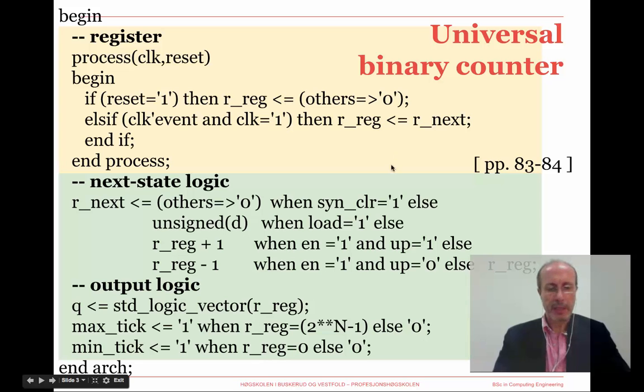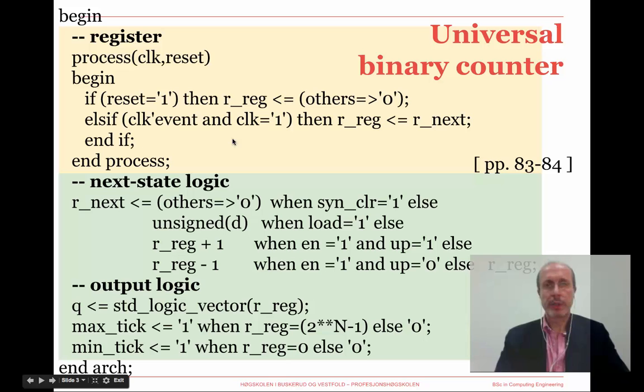The universal binary counter considered here is a bidirectional counter that can be preloaded with any given value, and that can also be cleared synchronously. You may pause the video at this point if you want to have a detailed look at the sequence of VHDL statements by yourself. But before you do so, let me call your attention to two important aspects.